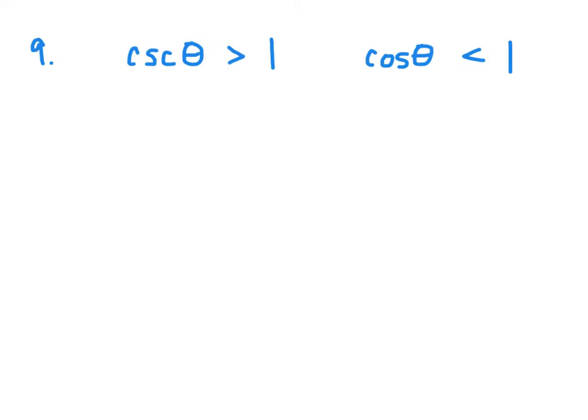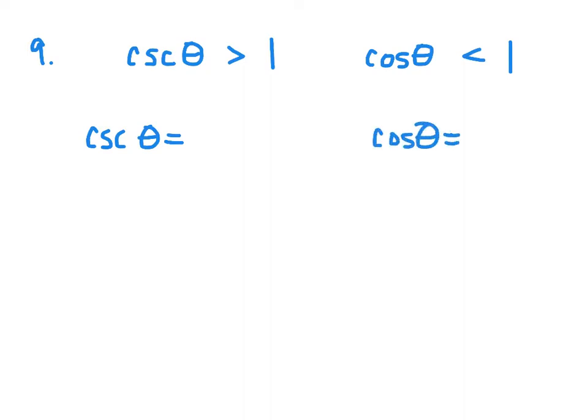Question 9 asks us to explain why cosecant theta has to be greater than or equal to 1, and why cos has to be less than 1. However, I'm just going to look at greater than 1. I don't want to talk about greater than or equal to just yet; we'll do that a little later. But why does this have to be greater than 1? Well, we should know what cosecant theta is equal to, and we should also know what cos theta is equal to.